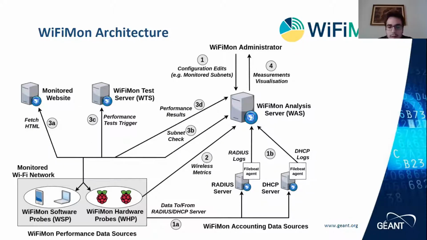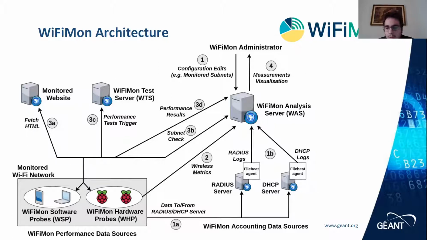In the first case, performance data sources, we can have two types of measurements, as Kurt said earlier. We can have measurements from software probes, which are end user devices, such as Wi-Fi enabled devices, a mobile phone, a laptop, or you can have deterministic measurements from devices called hardware probes. These are devices that monitor the Wi-Fi network from fixed points. In WiFiMon, we have particularly used Raspberry Pis to do this job, but any other device at that level could be used.